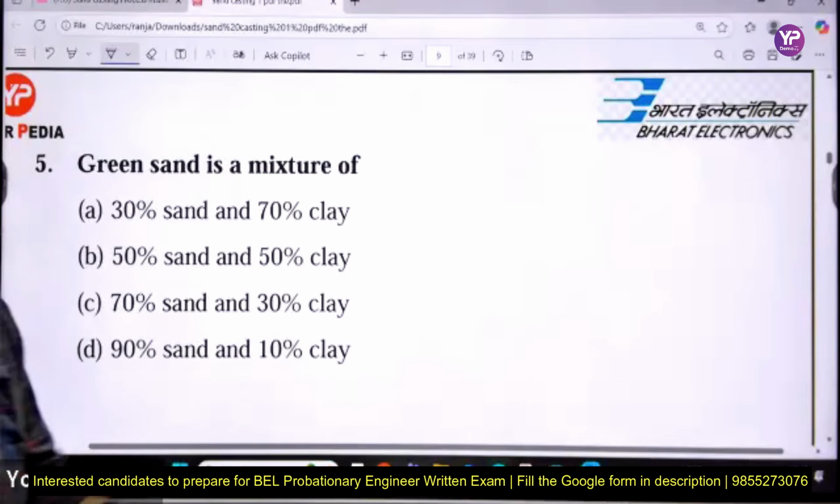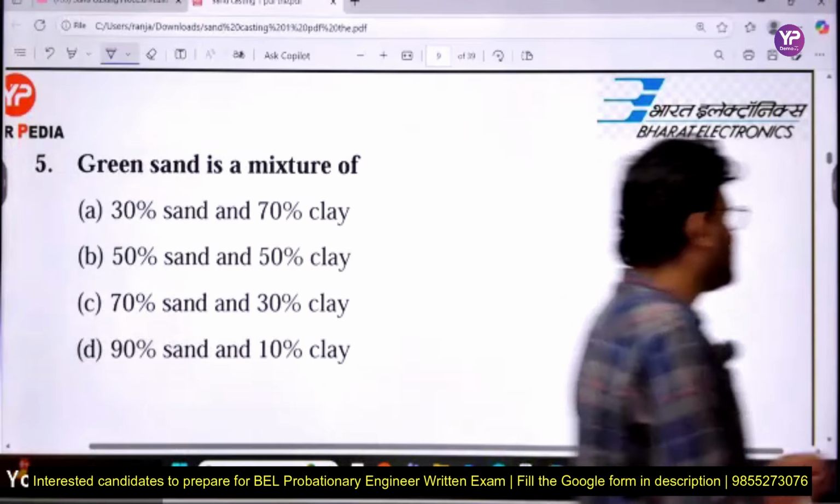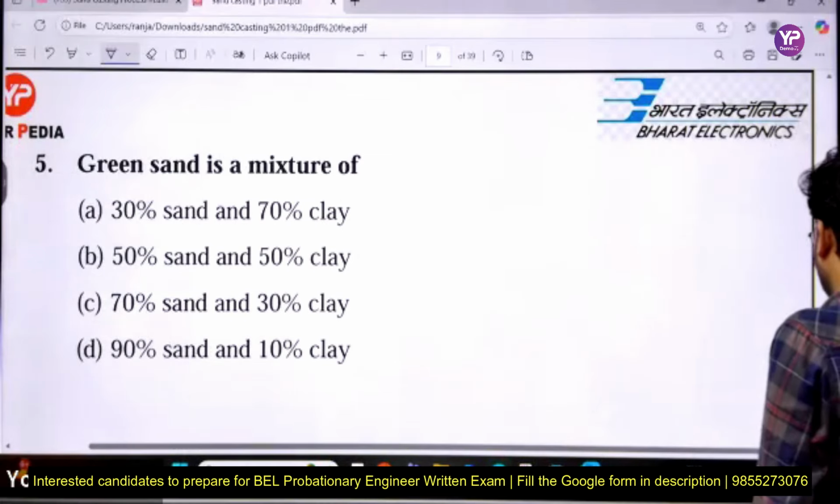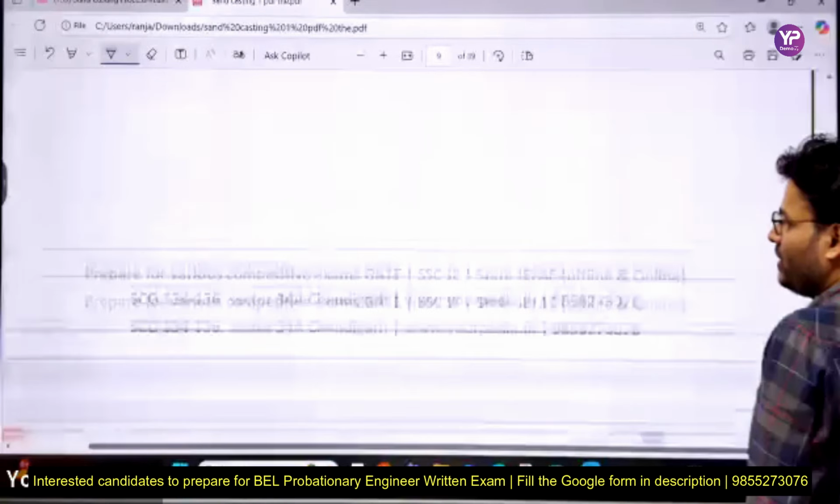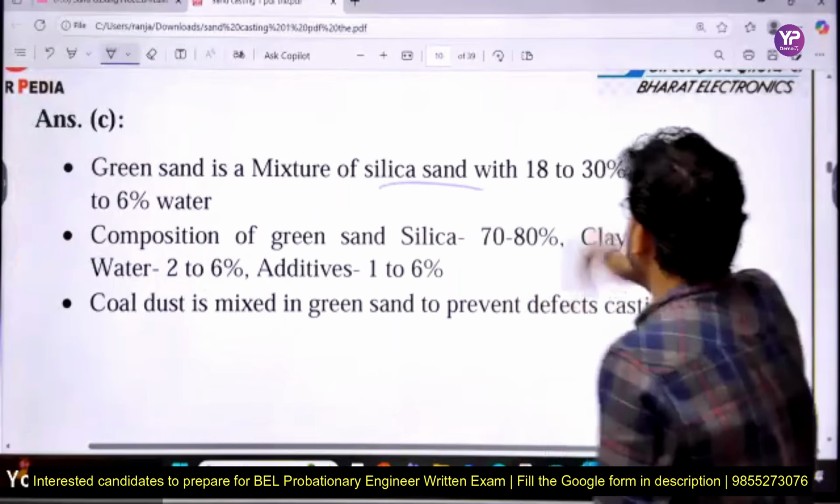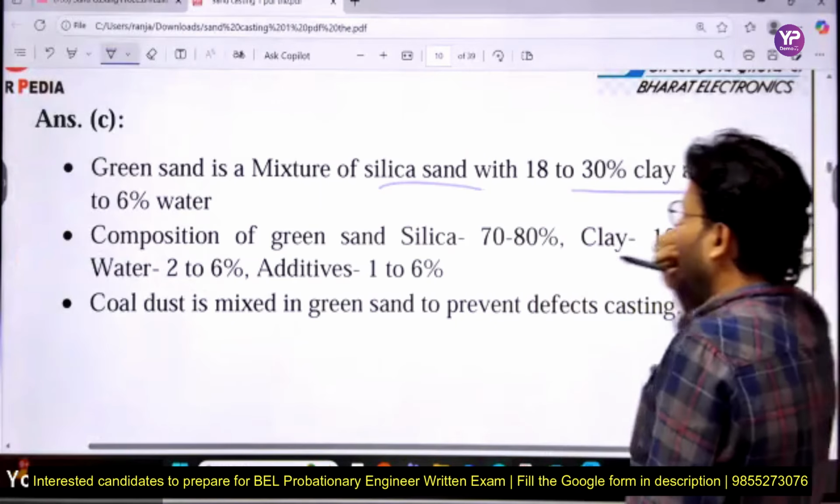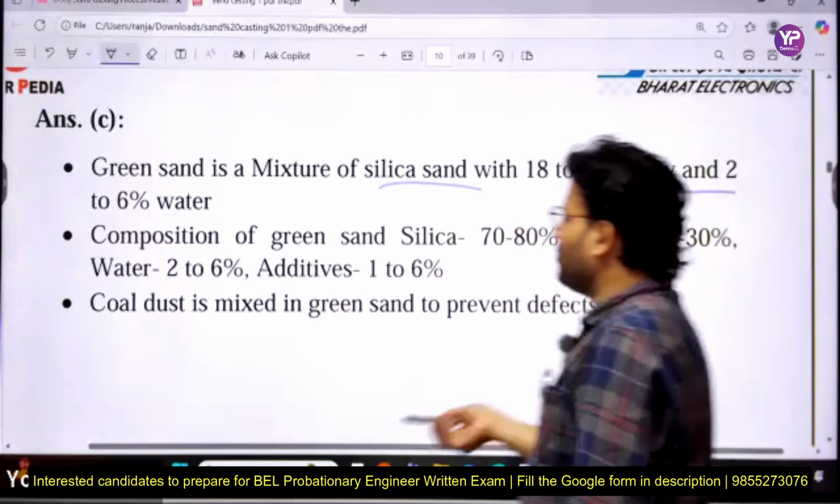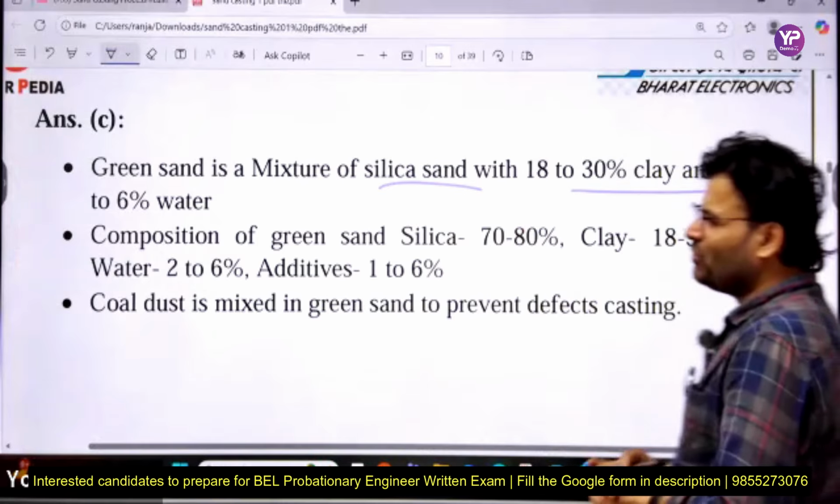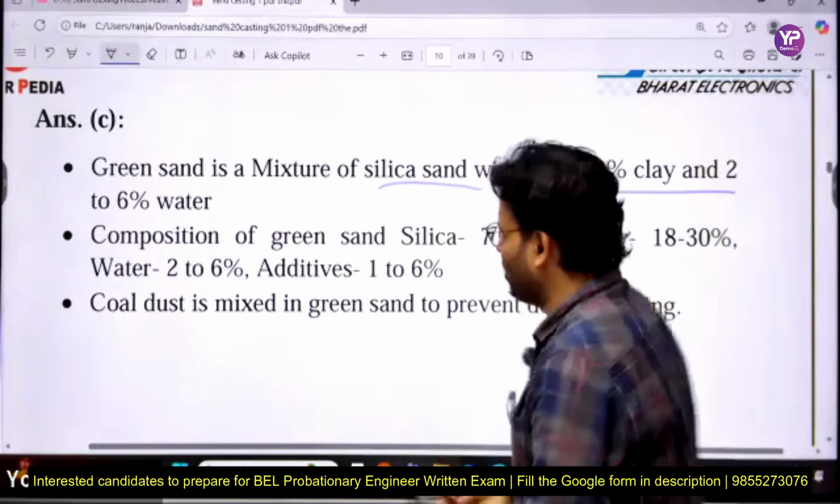So my dear friends, you have to remember that thing, it is going to be asked. If we talk about green sand now, in the green sand, most of the part will be what? Green sand is a mixture of silica sand with 18 to 30% clay. Just keep in mind the composition of green sand: silica 70 to 80%, clay 18 to 30%, water 2 to 6%, and additives could be some coal powder, which I will teach you, again you are going to use.